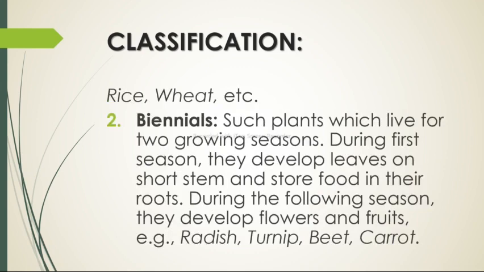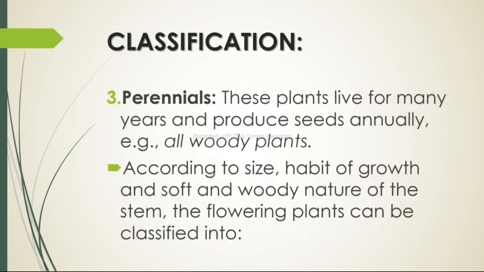Second type is the biennials. Such plants live for two growing seasons, and during the first season they develop leaves on the short stem and store food in their roots, and during the following season they develop the flowers and fruits. Examples are radish, turnip, beet and carrot. Third type is the perennials, and these plants live for many years and produce the seeds annually. For example, all woody plants.